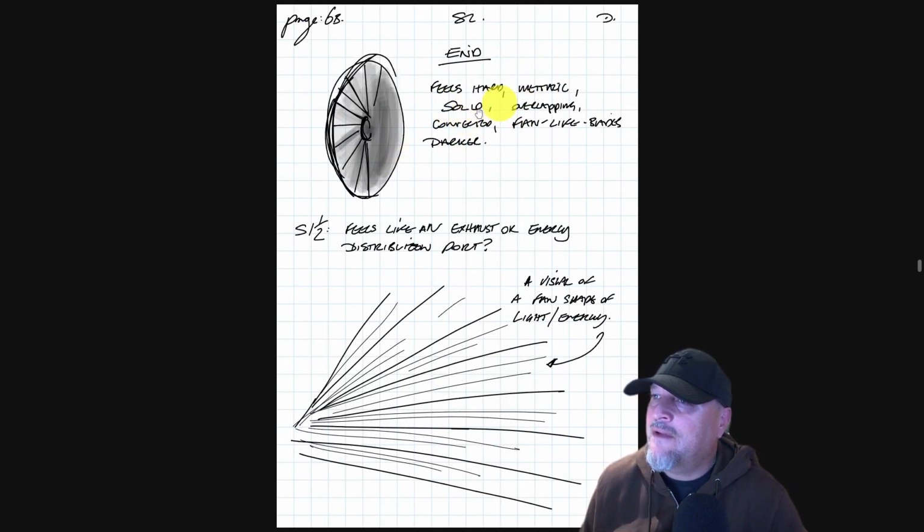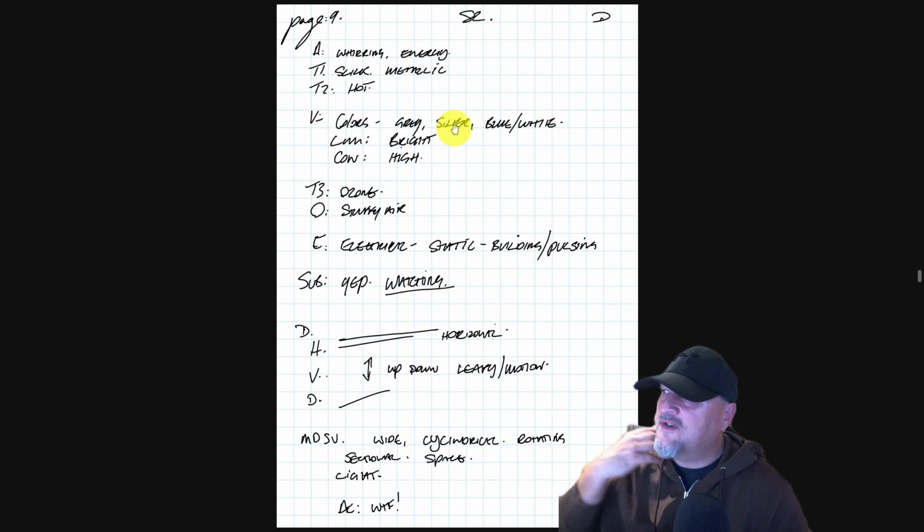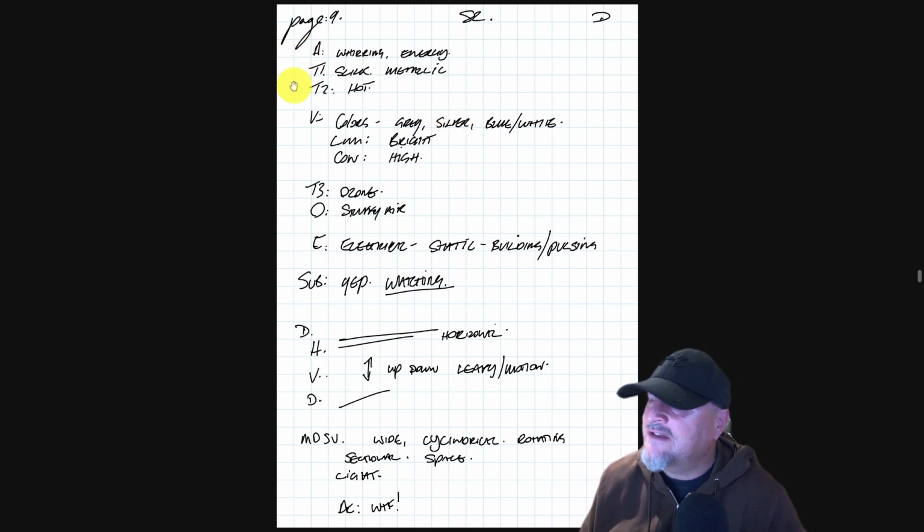At the end of it, it felt like hard metallic, solid, with overlapping connected parts, looked like fan blades or something. And it felt like an exhaust or energy distribution port. And here's my visual of the energy that was kind of being dispelled from this. Again, some more sensory stuff here, so sounds, textures, temperatures, visuals, then some taste, smells, and so on for all this here. So that's just sensory information that I was picking up using all my senses.